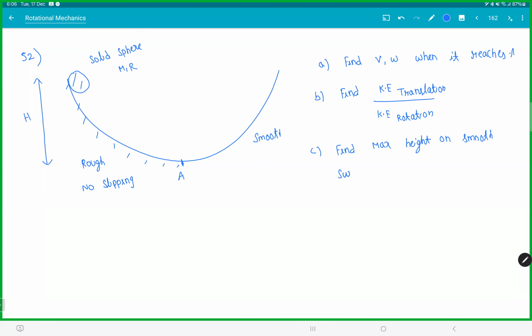Initially the ball will roll and come. Once it crosses A, it becomes a smooth surface. So find the speed at A, V and omega, find the ratio of translational kinetic energy to rotational kinetic energy, and what is the maximum height it will go on the smooth surface? Anyone who didn't get the diagram, please ask.